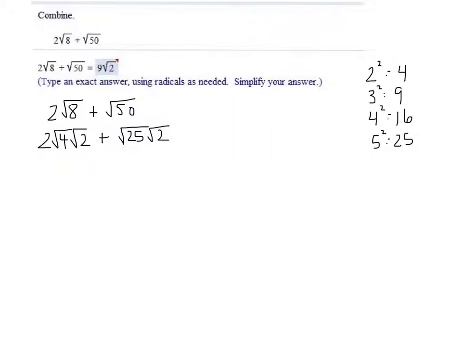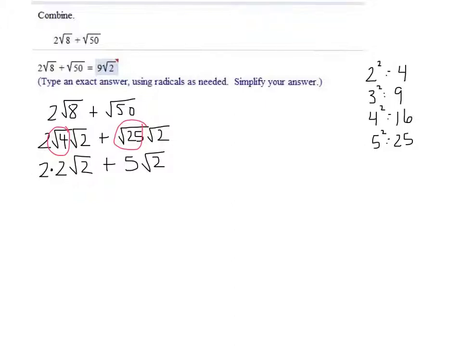So we know that the square root of 4 is just 2, so I'll rewrite that as a 2. And we know that the square root of 25 is just 5. And then we'll write down the square root of 2 next to it.